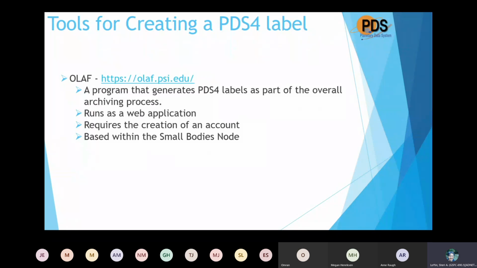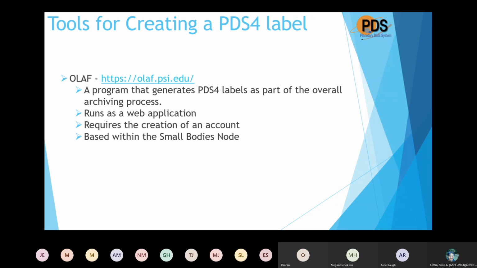And then if you're working with the small bodies node, there's a tool called Olaf that does create labels, but it does it as part of an overall archiving process. So it's more of a larger package, and it's pretty basic. For very specific things, you're still going to have to ask questions, but it's a good tool, and if you're working with the small bodies node, it's especially good. It's one of the things that could be fleshed out to work with more nodes, but we're still working on that. So there you go.